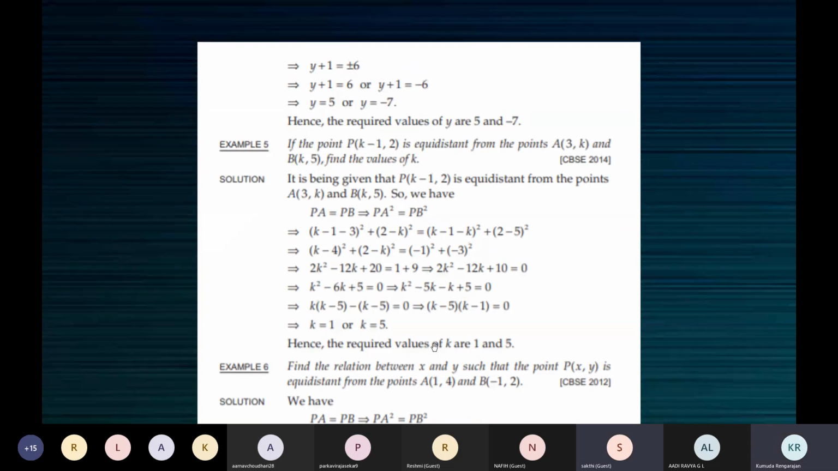Ma'am, I'm in doubt. Yes, Shakti. Ma'am, PA means you want to take as K minus 1, comma 2 into 3, comma K. No, PA means, come again. We want to take as K minus 1, comma 2 into 3, comma K only. Ma'am, I cannot understand this step. Which step? The first step here. Yes, ma'am.